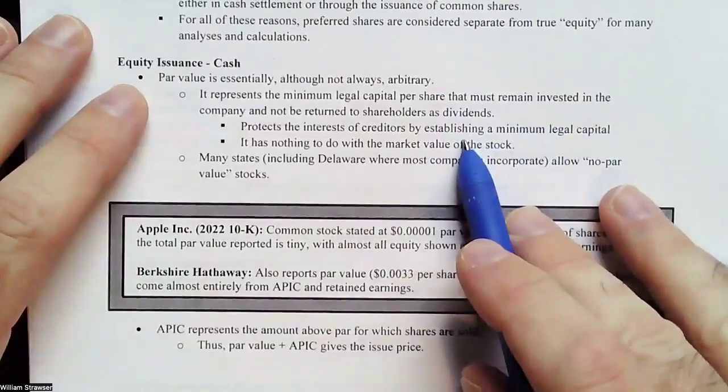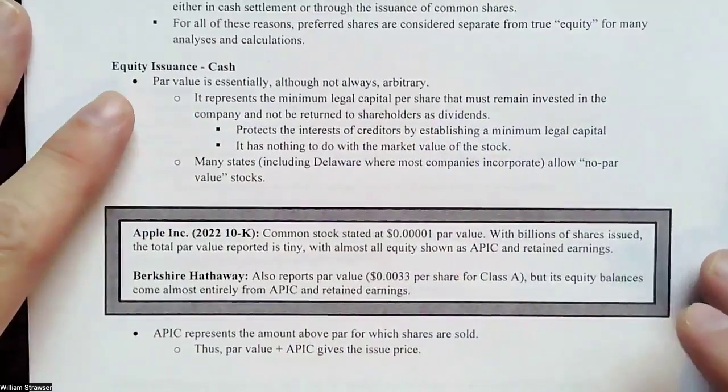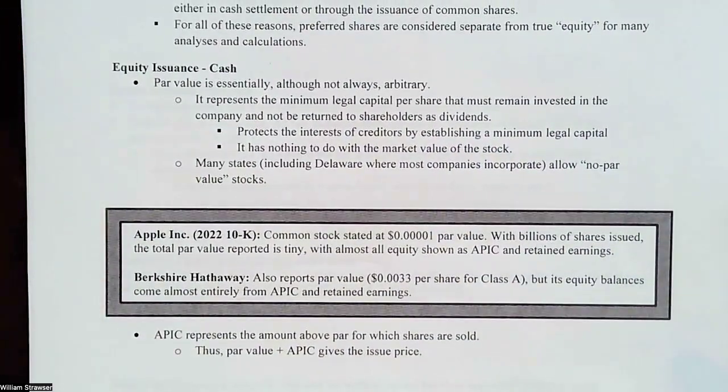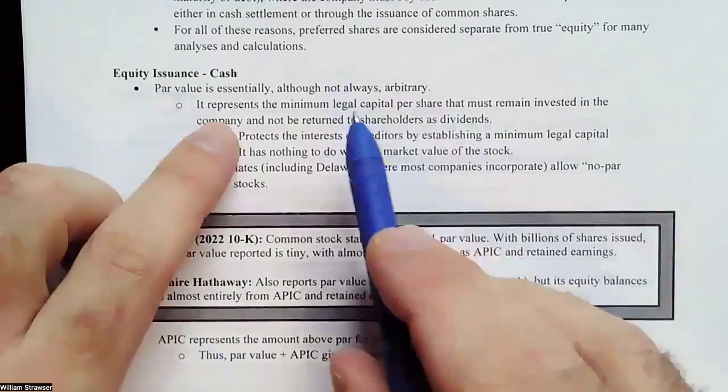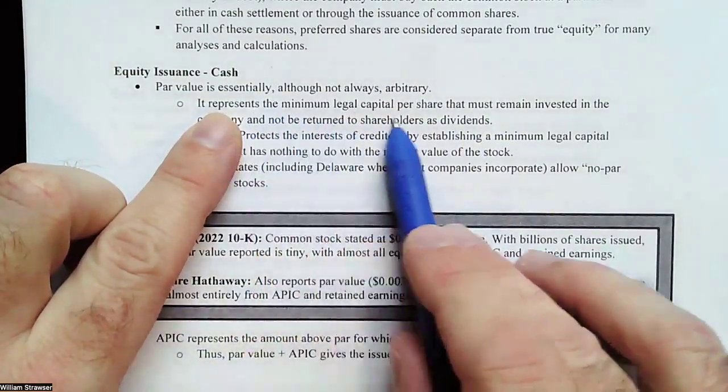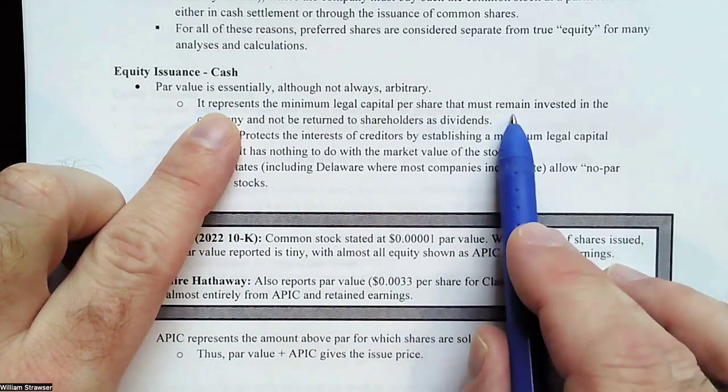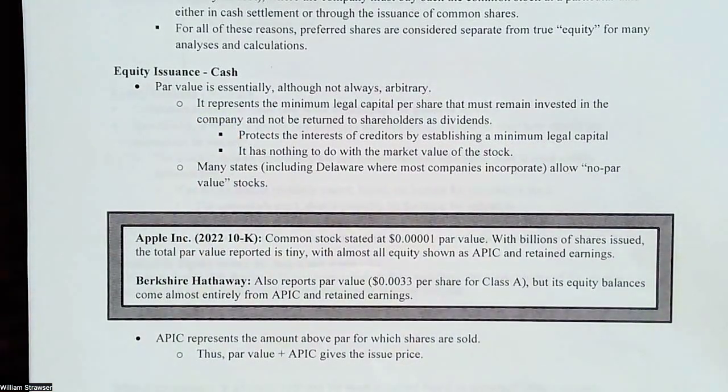So what is par value? It is essentially, but not always, arbitrary. The essential part of it doesn't tend to come up a lot. The essential part being that it represents the minimum legal capital per share that has to remain invested in the company and can't be paid out as dividends. So if this stock has a $1 par value and they have 1 million shares outstanding, then they would have to keep $1 million in reserve at all times, not paid out as dividends.